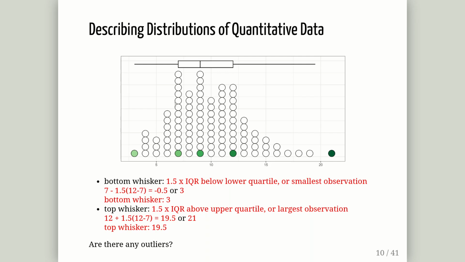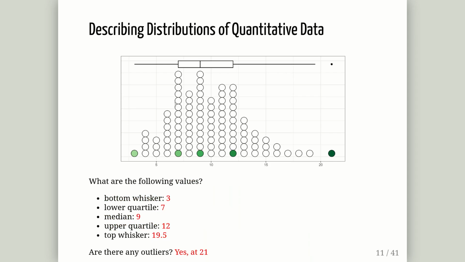For the top whisker, we add 7.5 to 12 to get 19.5. Our data extends to 21, so the least extreme value is that 19.5, and that's where our whisker stops. By that metric, we have an outlier at 21, so we draw a dot there. And that helps us to see, hey, there's this one point that's maybe a little bit odd.